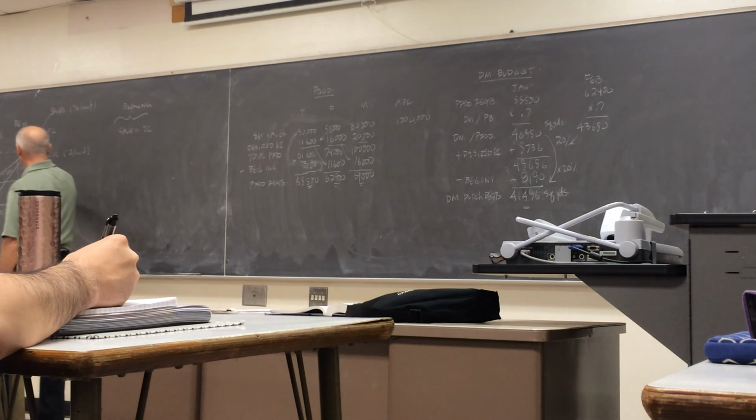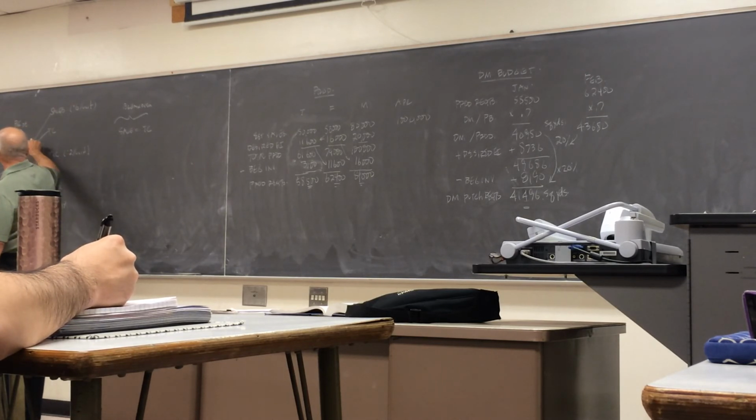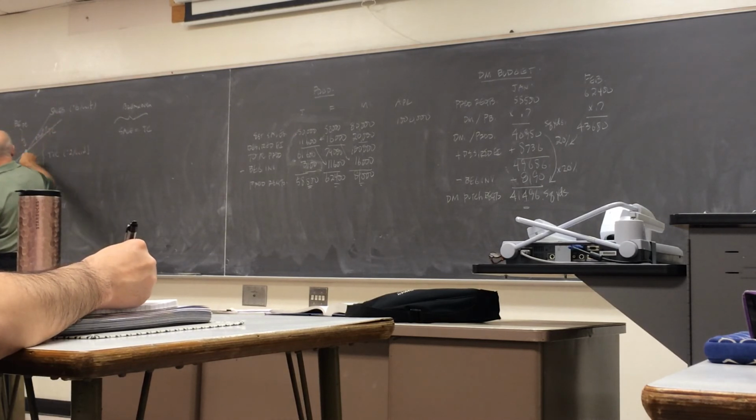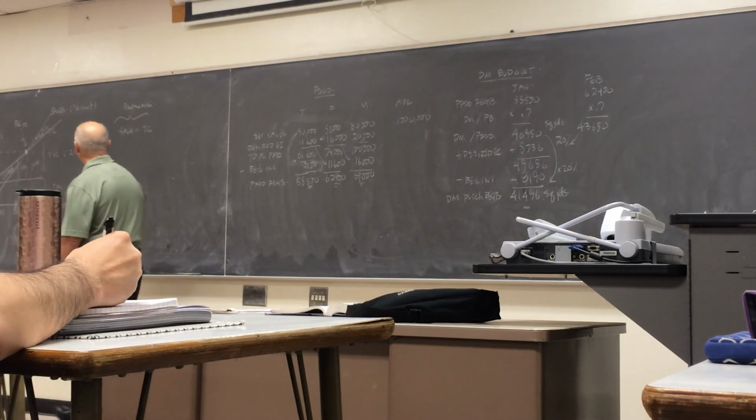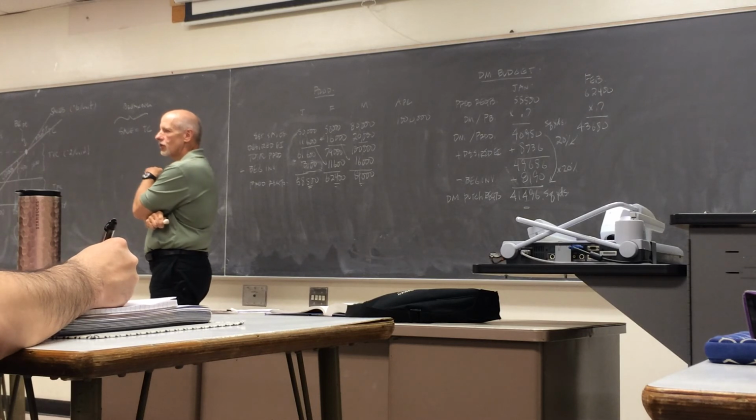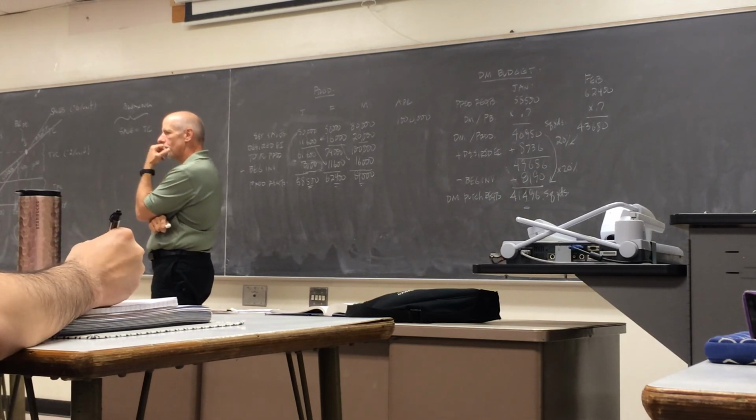If you look at this, anything above the break-even point is profit, isn't it? Because your sales revenue is greater than your total cost. Anything below this is a loss. That's break-even. That's called the graphical approach to break-even.